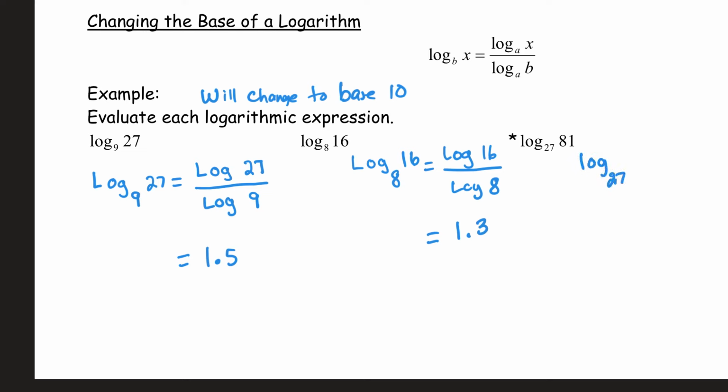The next one we have is log base 27 of 81. I'm going to change it to base 10. So we have log of 81 divided by log of 27. Go ahead and use your calculator. This is also a repeating decimal, so it's going to be 1.3.